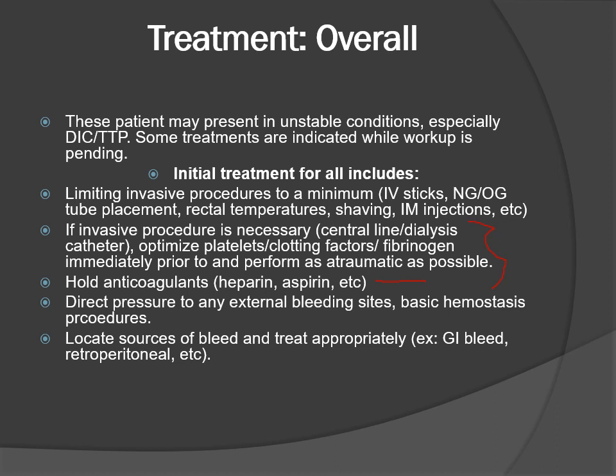And you locate the sources of bleeding and treat them appropriately, right? So if they're having a GI bleed, then you want to consult GI and have a discussion about treatment for that. Obviously, with retroperitoneal bleeds, anything's on the table here. Anywhere that can bleed has bled in a DIC patient, and so you always have to be cognizant of that.